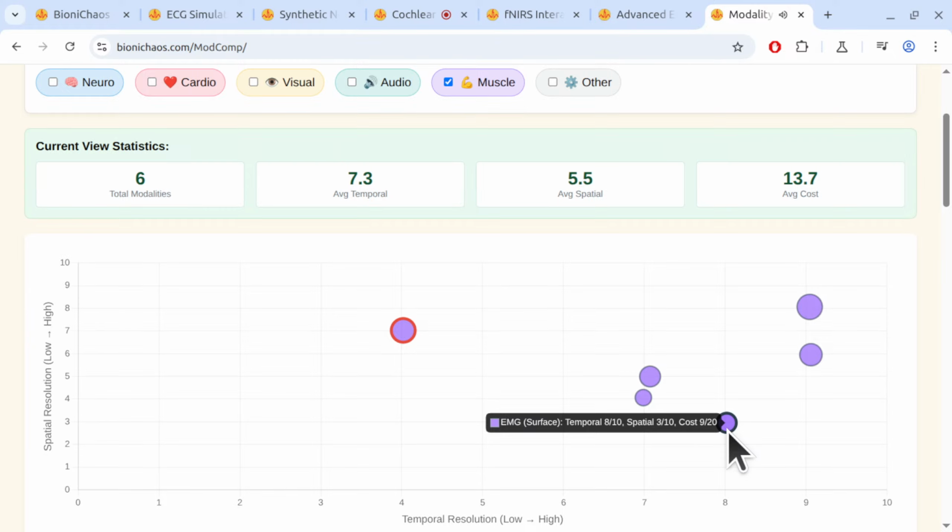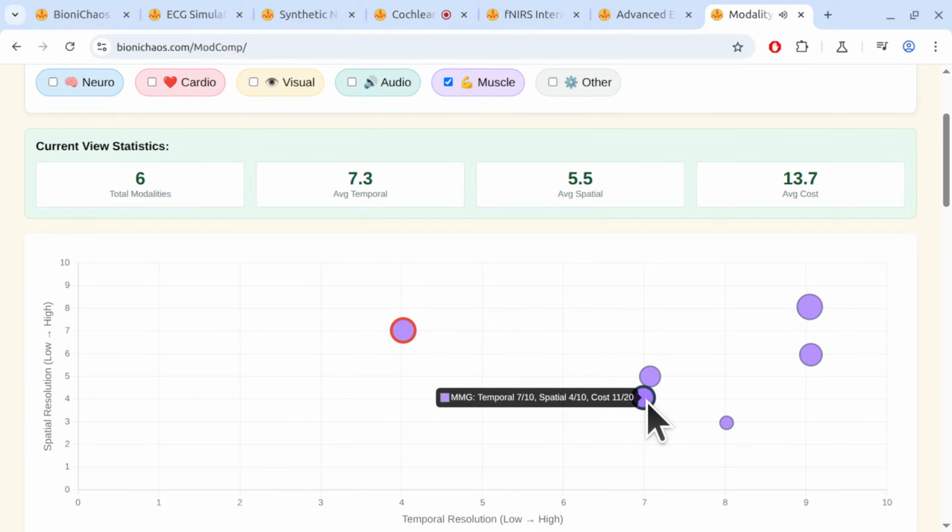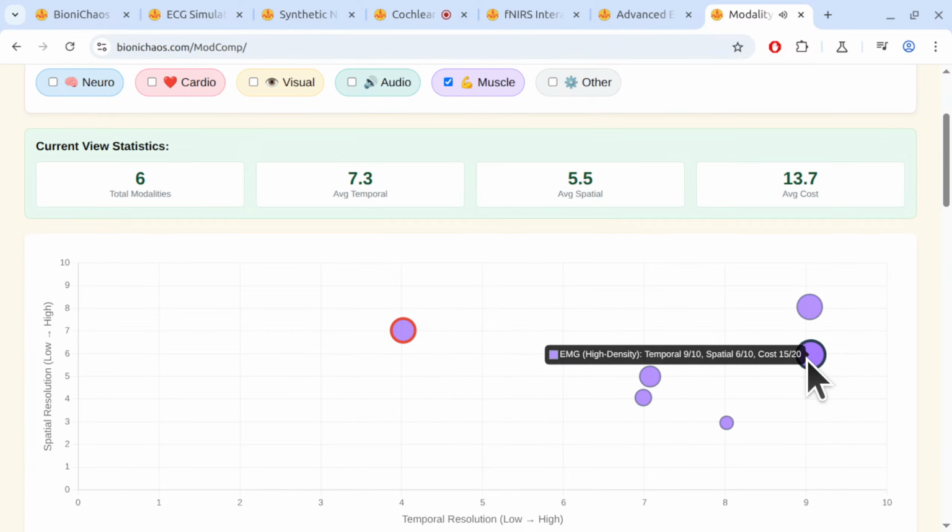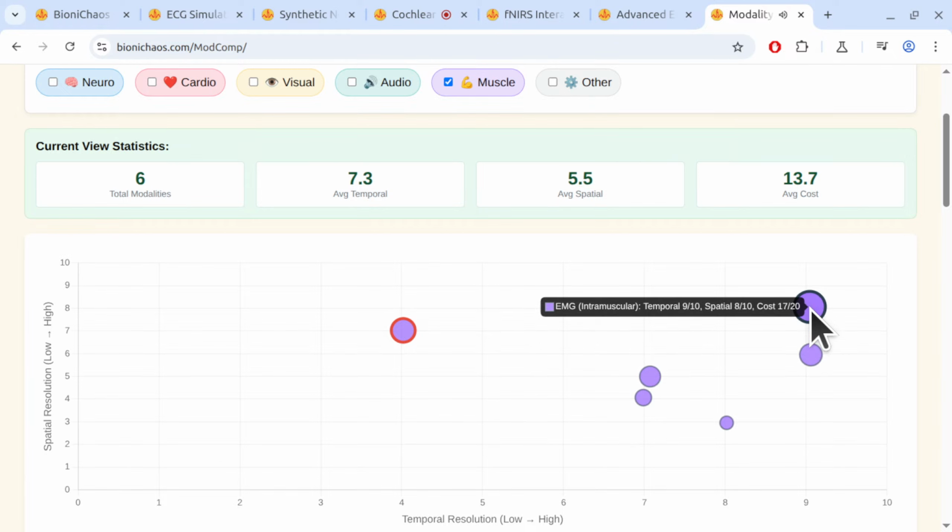Okay, makes sense. What's next up? For more detail, you go to high-density EMG. More electrodes, closer together, speed bumps up to 9, spatial jumps to 6. Cost goes up too, 15 out of 20. Now you're getting into research, detailed muscle imaging. And then for the ultimate muscle detail, the chart mentions intramuscular EMG, 9 temporal, 8 spatial, 17 cost.